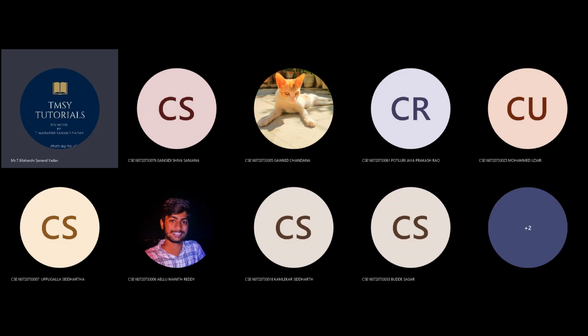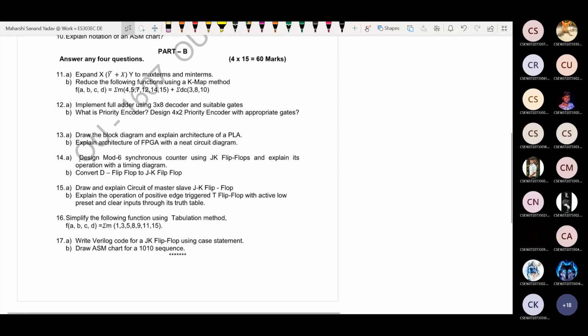Can anyone solve the 14th question? Check the question once. Design a mod 6 synchronous counter using JK flip-flop and explain its operation with a timing diagram.